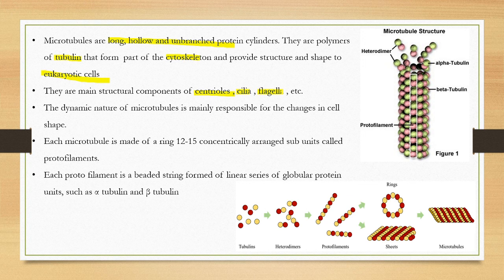Okay, so they form the structural components of centrioles, cilia, and flagella. So all these are made up of a structure called microtubules. And what is it composed of? And what are its nature?